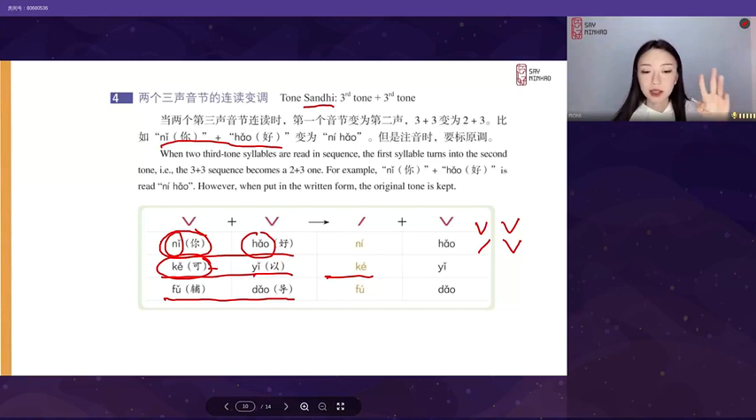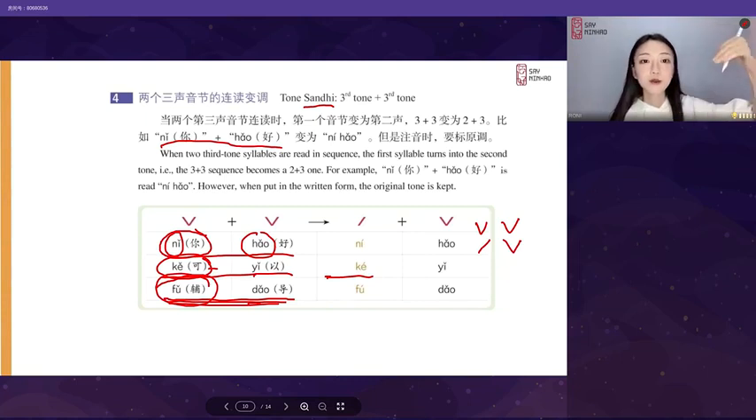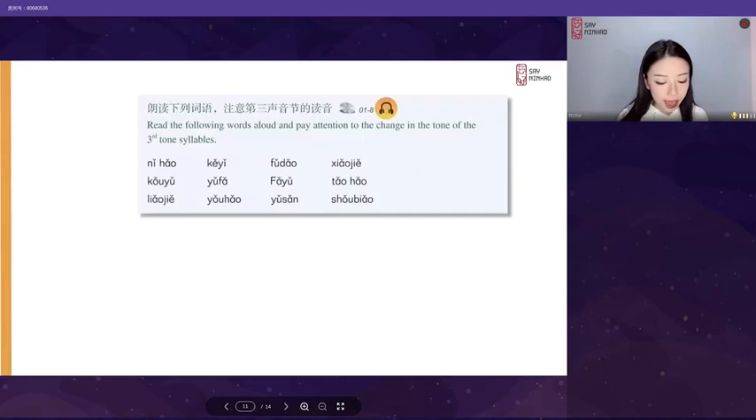Next, the last example is 辅导. Third tone, and another third tone. So 辅导 together means coach someone, be a tutor for someone. So when they're together, we should change the first one into second tone, right? So it becomes 辅导. Read after me, please. 辅导. Okay, now let's try to practice.